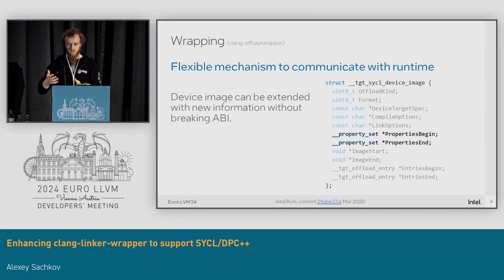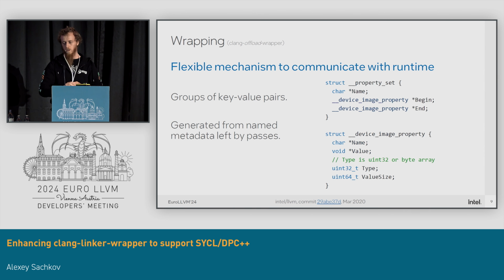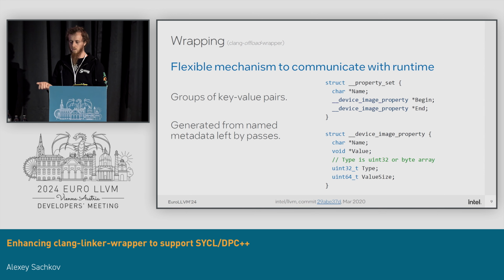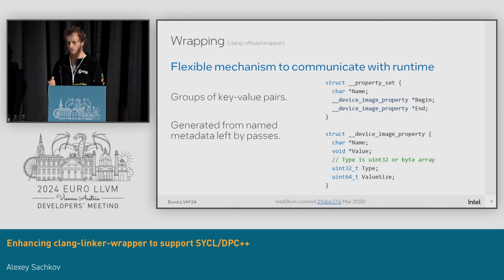And of course, adding more and more fields is definitely not flexible. Even though we do have a version field to keep track of ABI, we came up with what we call device image properties. Essentially, each device image is accompanied by a list of property sets, where a property set is a named group of properties, kind of a namespace, and a property is a simple key-value pair from a string to either an integer or a byte array. We generate those properties from named metadata, which are left by various analysis passes in the post-processing step.